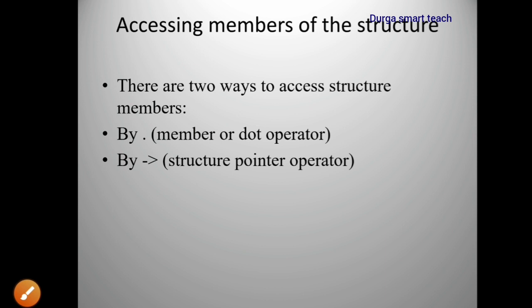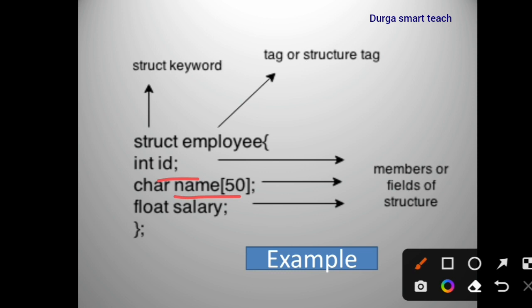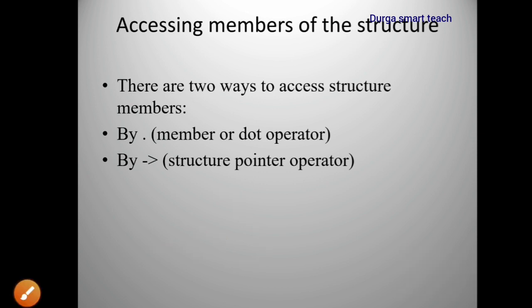So, accessing members of a structure. If you want to access the members of the structure, those are id, name, salary, you need to use two methods. Okay, two ways, that is by using the dot operator or the pointer operator. So you can use these two operators to access the members of a structure. Okay, so let's see one example.